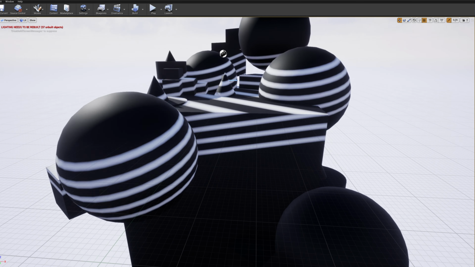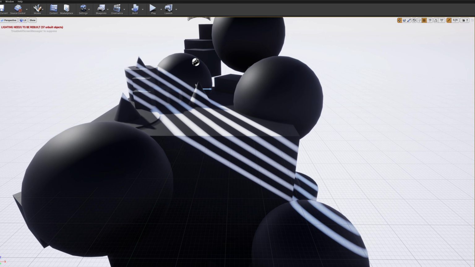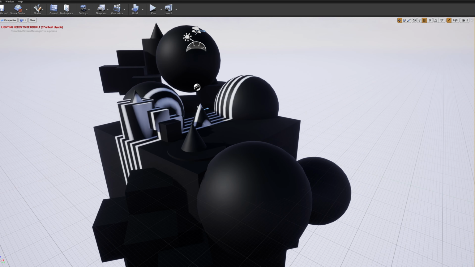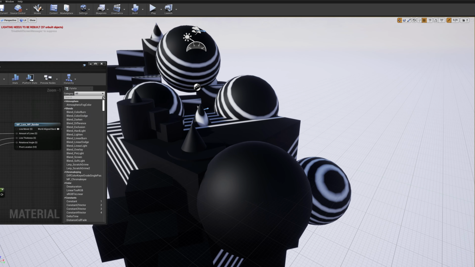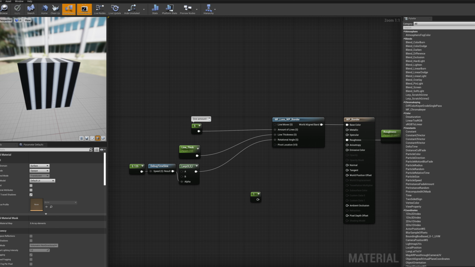Okay, so what does it do? It outputs a band in world space. And as you can see here, it's quite funky to play with. So let's go over what it does. Let's start with the line mover.